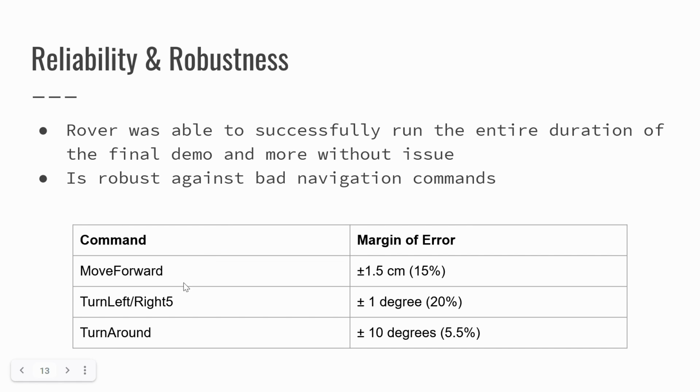As for the margins of error for the different movements, move forward has a margin of error of 15%, and turning has a margin of error of 20%. However, turn around only has 5.5%. So the more commands that you send, the smaller the margin of error generally is, because it usually cancels out one way or the other.